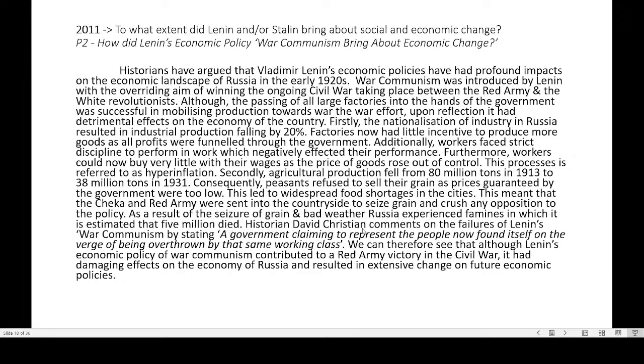Historian David Christian comments on the failures of Lenin's war communism by stating, "A government claiming to represent the people now found itself on the verge of being overthrown by that same working class." We can therefore see that although Lenin's economic policy of war communism contributed to a Red Army victory in the Civil War, it had damaging effects on the economy of Russia and resulted in extensive change on future economic policies. So we're recycling those words in our last sentence. We're really emphasizing to the examiner, I'm answering the question that you're asking me here.